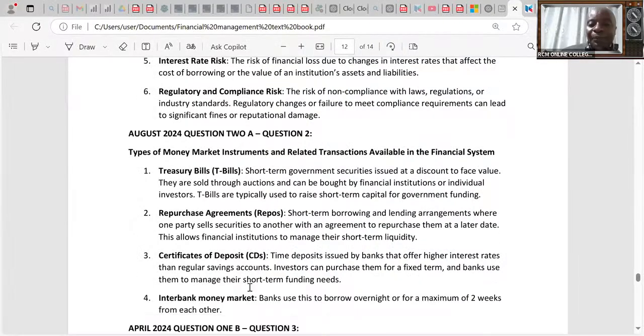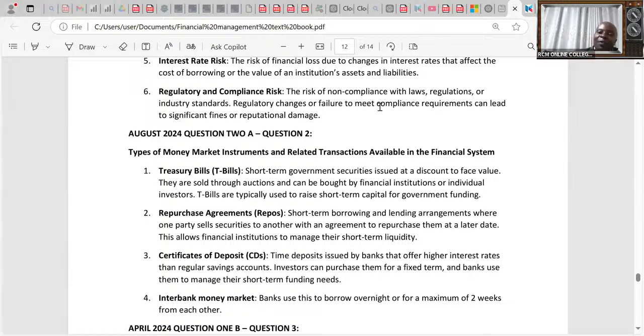Certificates of deposit are time deposits issued by banks that offer higher interest rates than regular savings accounts. Remember, in most cases savings accounts will earn you 0 interest in practically all of these banks. But if you fix your money and get what we call a certificate of deposit, then you get good interest on top.